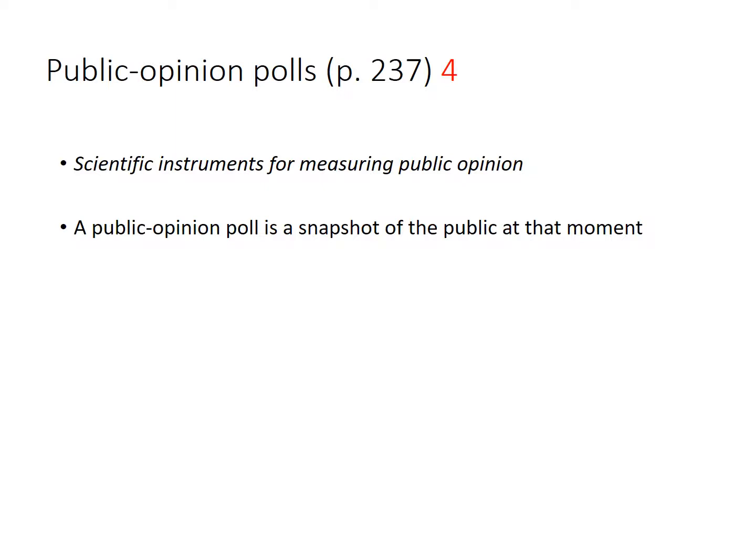And so here we can see on public opinion polls on page 237, we have the definition of public opinion polls and scientific instruments for measuring public opinion. And notice, though, that one of the ways of looking at this is it's a snapshot of the public at that moment. When someone has taken a public opinion poll, it is looking at how the public is perceiving a particular event or person at that time, and that may change. More than likely will change.